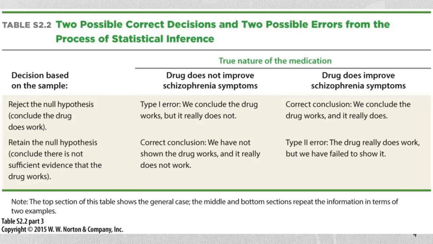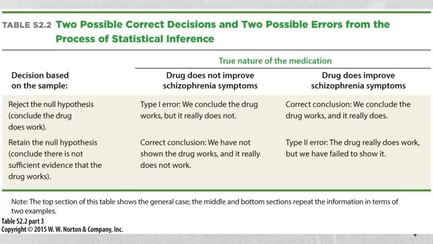Lower left, we say that the drug does not work, and it actually doesn't work. I misread that. We're talking about correct decisions. So moving on to the errors, we have type 2 in the lower right. So maybe in reality the drug does work, but we fail to show it based on our sample. Type 2: the drug really does work, but we failed to show it. Type 1, on the other hand, we conclude that the drug works. We start selling this drug to people, but in reality it does not. So that's type 1 versus type 2 errors.